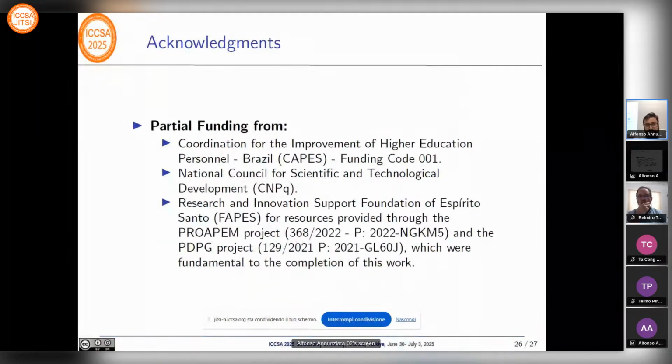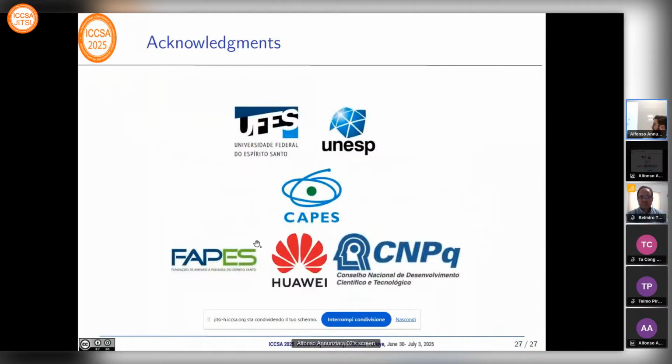And that's it. Here are some acknowledgments. This study was partly funded by CAPES from Brazil and CNPq, and also FAPES from Espírito Santo. Here we have also Huawei, which took part in funding. This research was partly funded by Huawei in 2021. We started to conduct this research with their support. And that's all. Thank you very much.